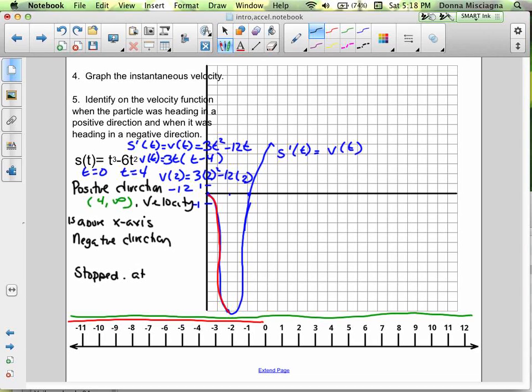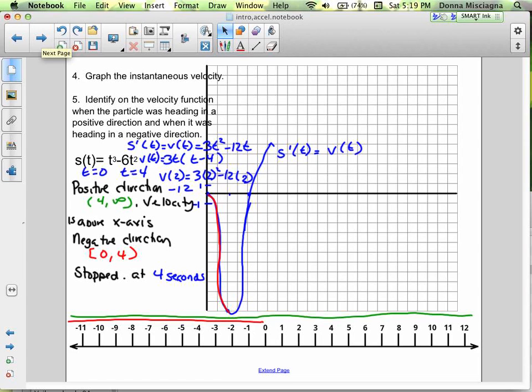There we go. Moving in a negative direction from 0 to 4 seconds, and we stopped at 4 seconds. We had to stop, otherwise we couldn't turn around. You can't instantaneously go from going in the positive direction to negative direction. You have to stop for a second and turn around. Right? It's impossible to do it any other way. So let's take a look here at what we can learn from our velocity function.